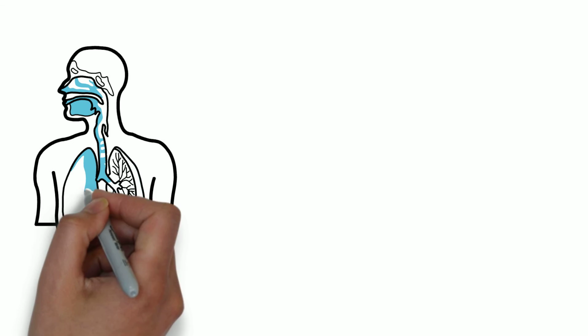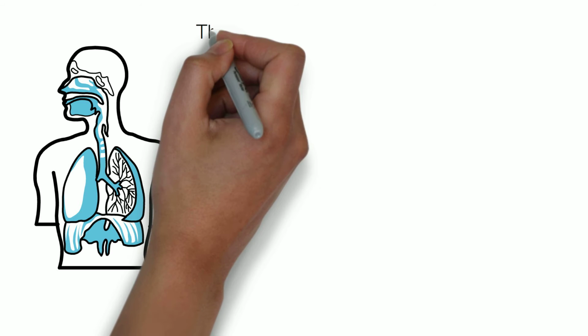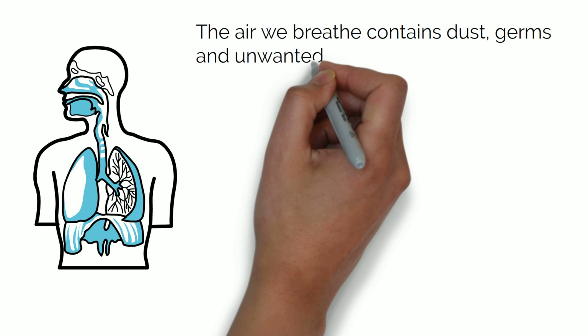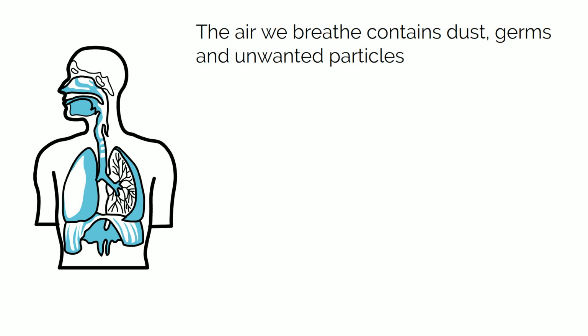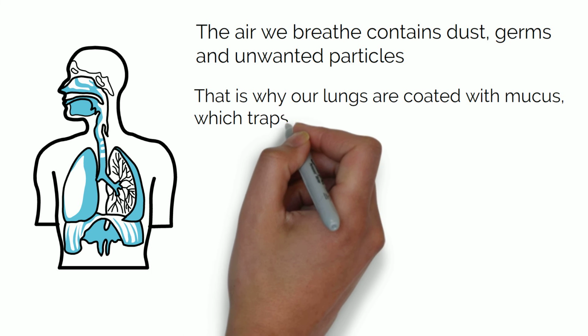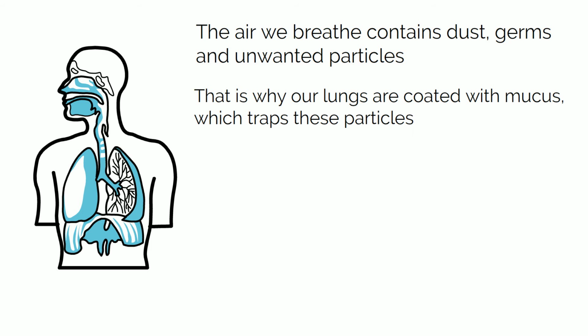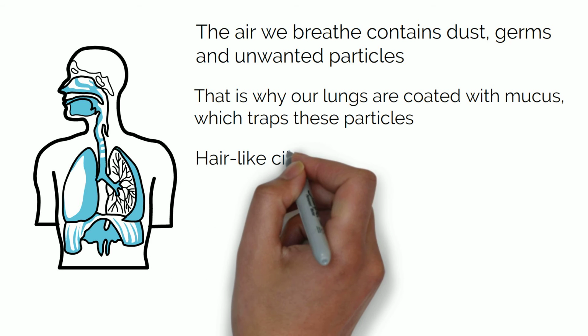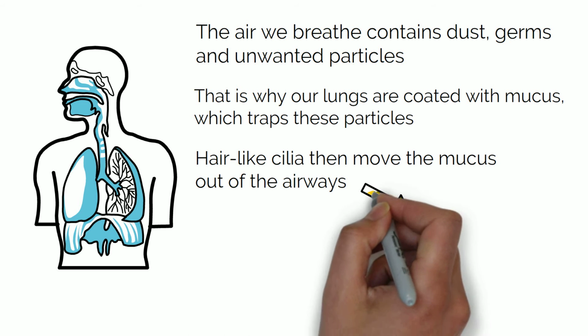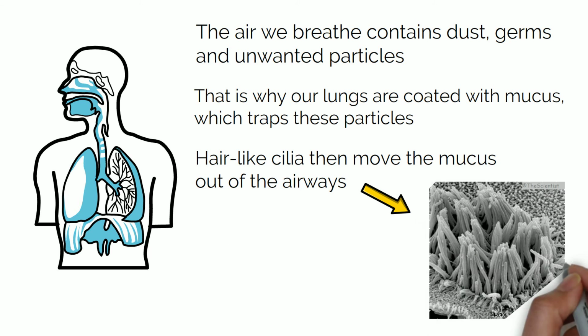When you breathe in air, it can contain dust, germs, and other particles which we do not want to enter our body. That is why our airways are coated with a layer of mucus, which traps these particles. Special structures in the airways called cilia, which look like hair, then move the mucus which contains those particles out of the airways, keeping our lungs healthy.